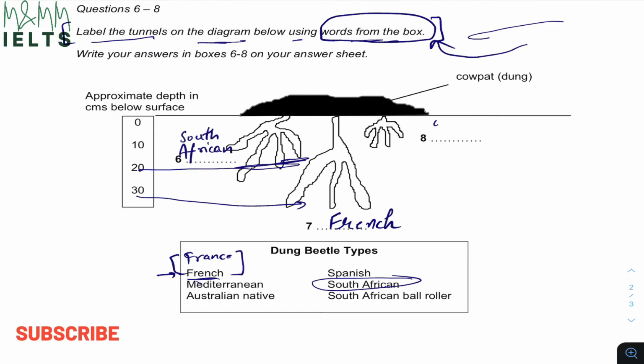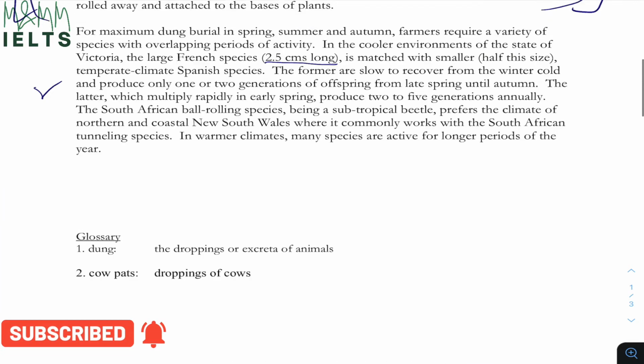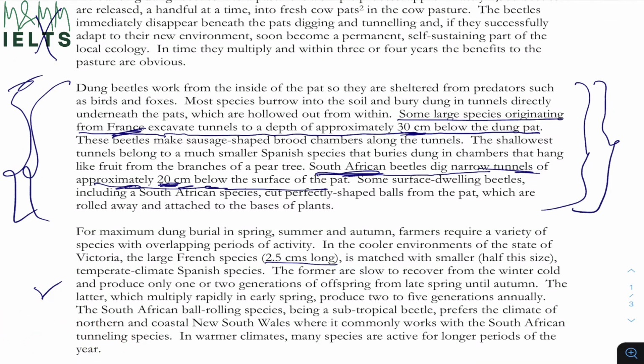Left is number 8, and we remember the length for that is roughly about 10 centimeters. Now let's try reading out this paragraph and seeing if they have mentioned 10 centimeter or something about being the shortest and the lowest, just so that we can find that answer as well. Now, here it says dung beetles work from the inside of the pad, so they're sheltered from predators such as birds and foxes. Most species burrow into the soil and bury dung in tunnels directly underneath the pads, which are hollowed out from within. This sentence we already read. These beetles make sausage-shaped. These beetles are referring to the same French ones, which we are not interested in.